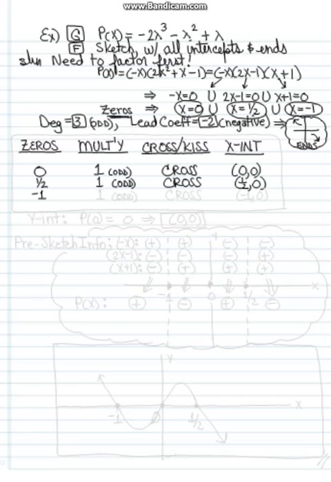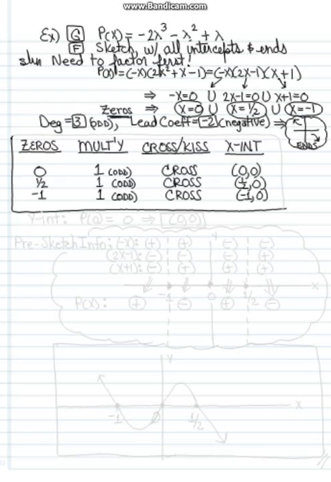The last root is negative 1. And we found that in the factor x plus 1. So the power outside of that factor was 1. It's a 1 multiplicity, which is odd. That means it's a cross at the ordered pair negative 1, 0.